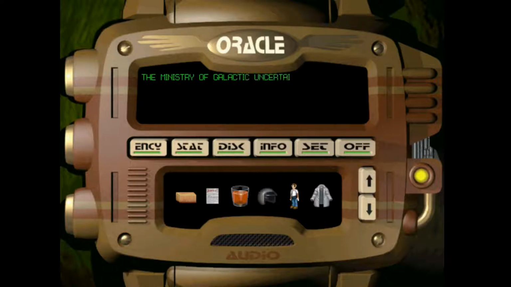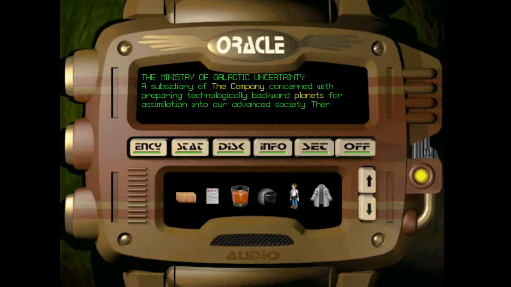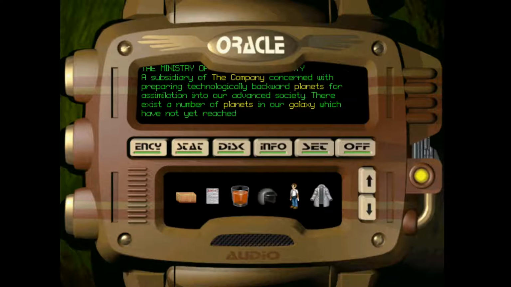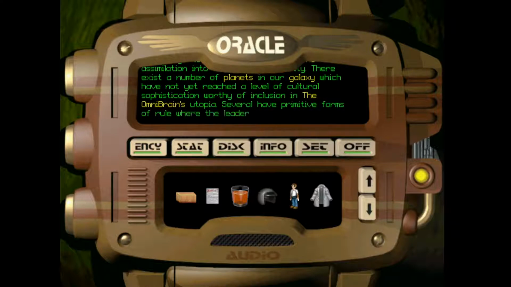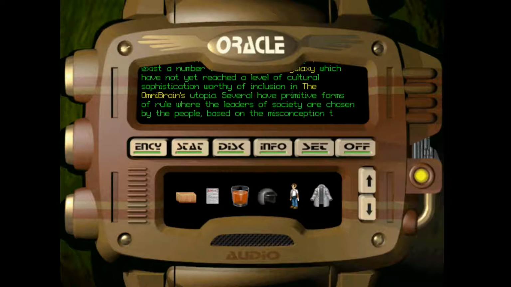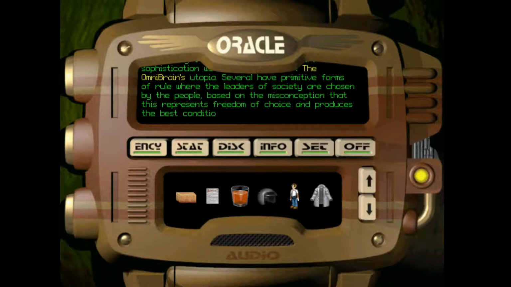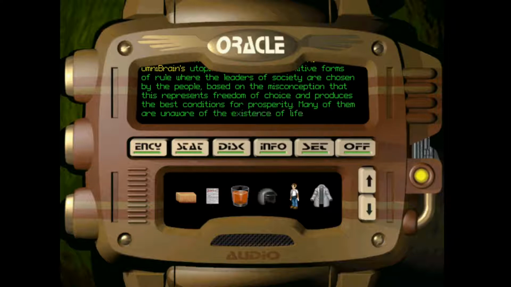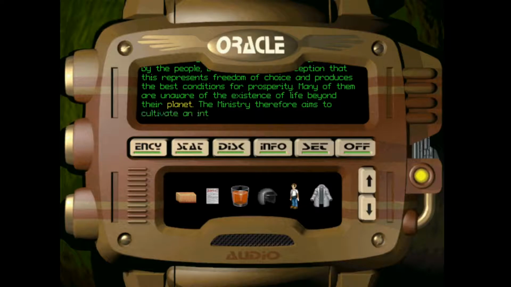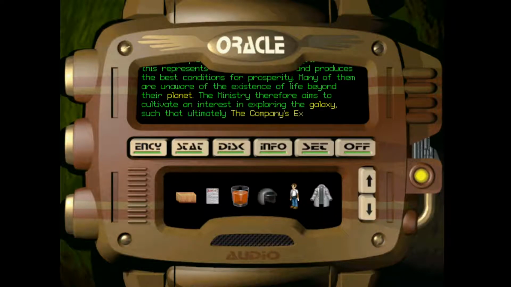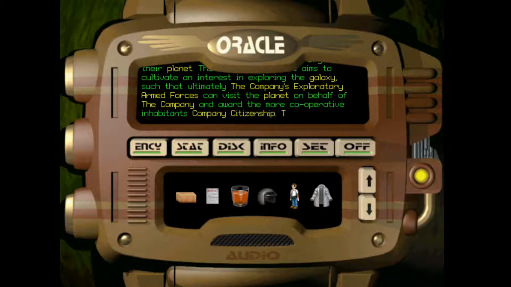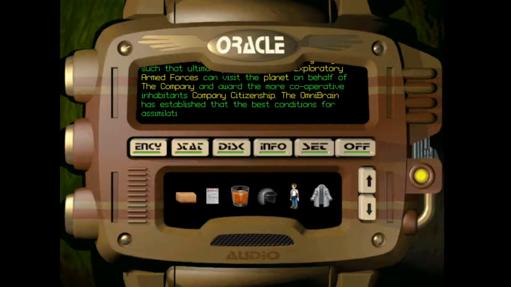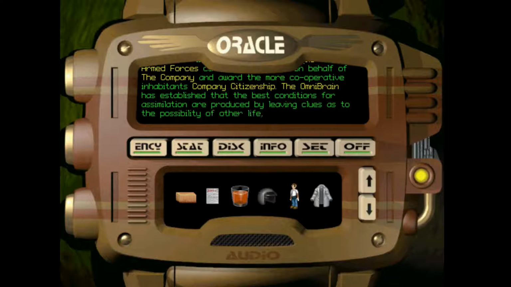The Ministry of Galactic Uncertainty, a subsidiary of the company concerned with preparing technologically backward planets for assimilation into our advanced society. There exists a number of planets in our galaxy which have not yet reached a level of cultural sophistication worthy of inclusion in the Omnibrain's utopia. Several have primitive forms of rule where the leaders of society are chosen by the people based on the misconception that this represents freedom of choice and produces the best conditions for prosperity. Many of them are unaware of the existence of life beyond their planet. The Ministry, therefore, aims to cultivate an interest in exploring the galaxy such that ultimately the company's exploratory armed forces can visit the planet on behalf of the company and award the more cooperative inhabitants company citizenship.